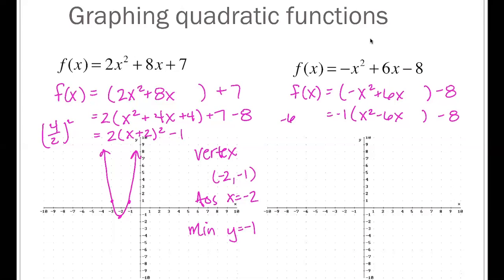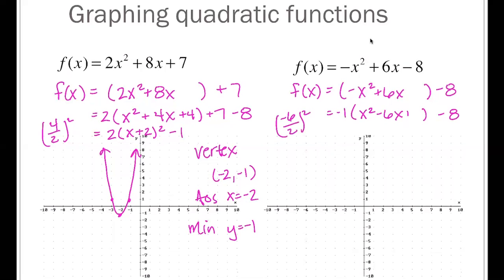Again, take your b value, divide it by 2 and square it. So negative 3 squared is 9. So I'm going to add 9. But really, I've got negative 1 times 9. So I'm not actually adding 9, I'm subtracting 9. So I have to do the opposite on the outside. So I'm adding it.